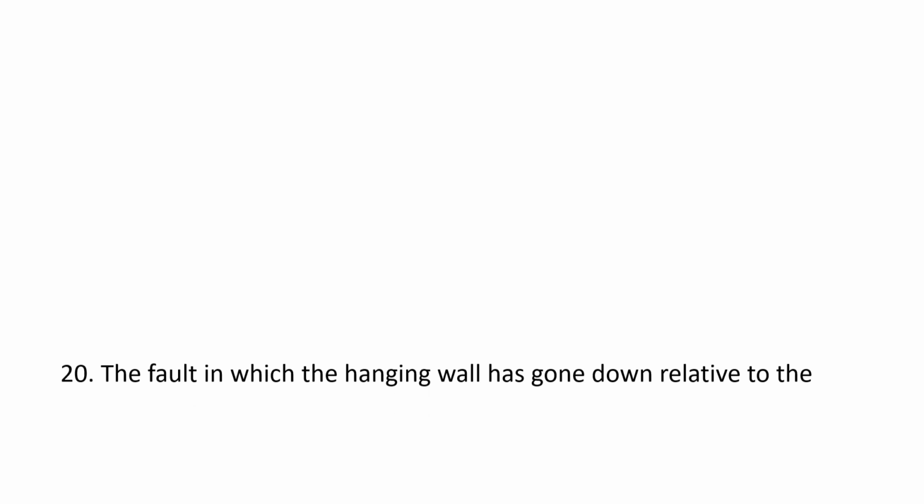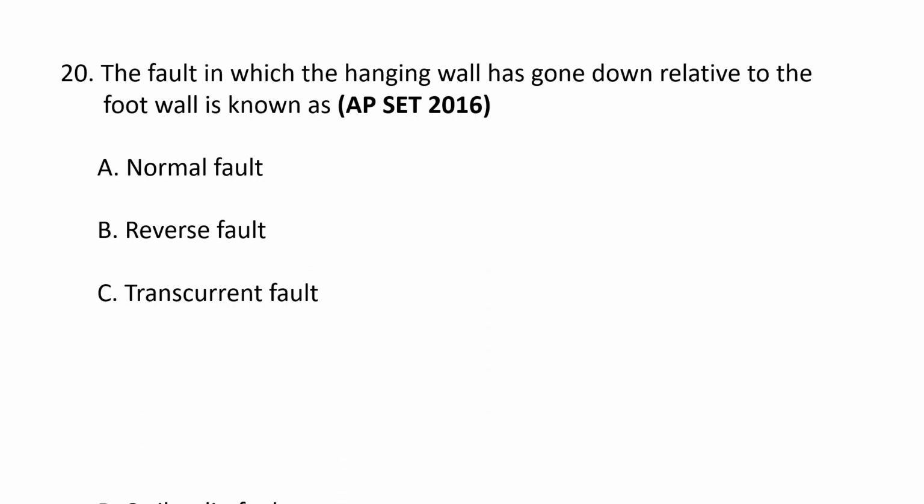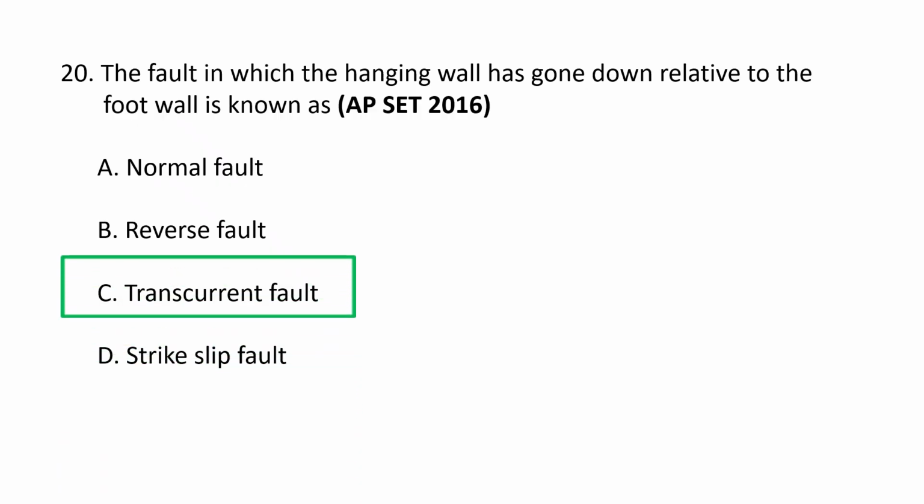Next question. The fault in which the hanging wall has gone down relative to the footwall is known as A. Normal fault, B. Reverse fault, C. Transcurrent fault, and D. Strike slip fault. So the correct option goes as A.